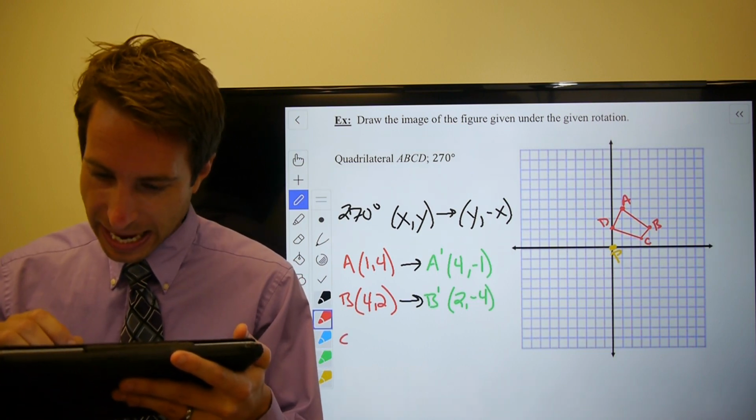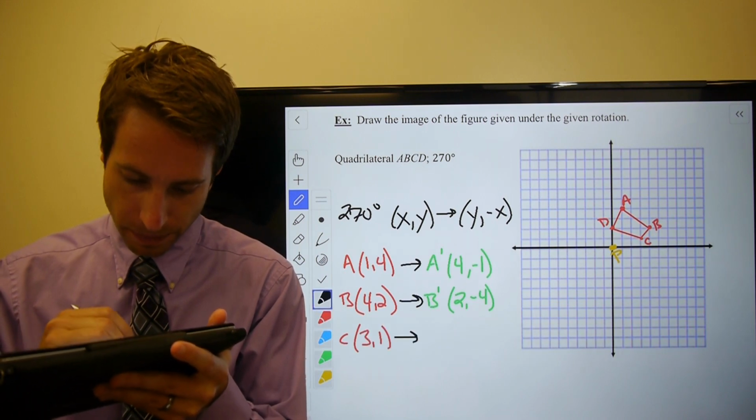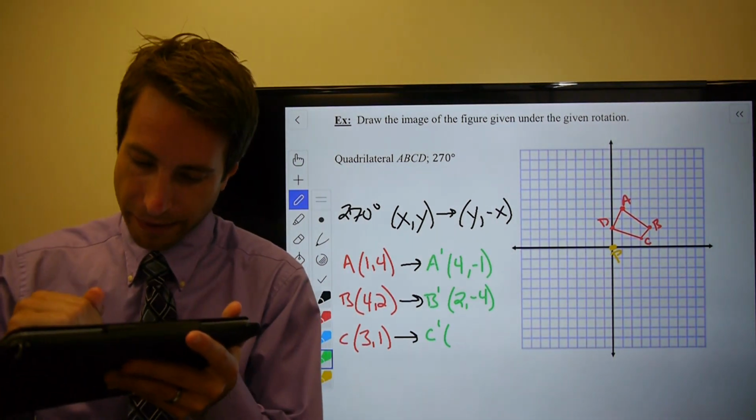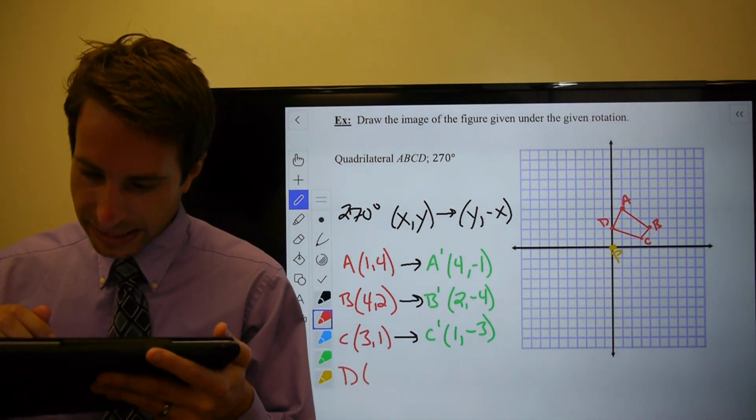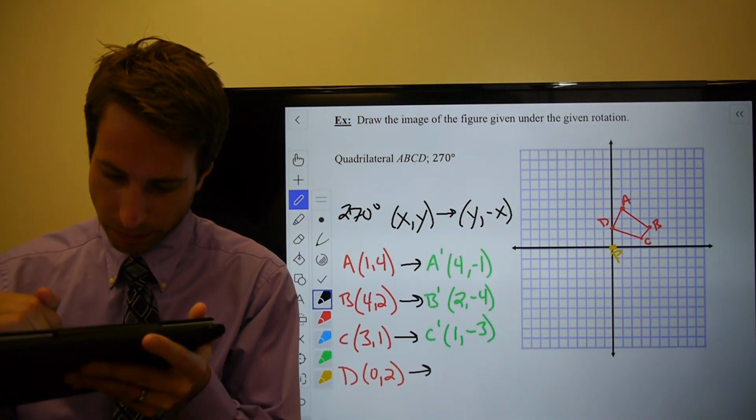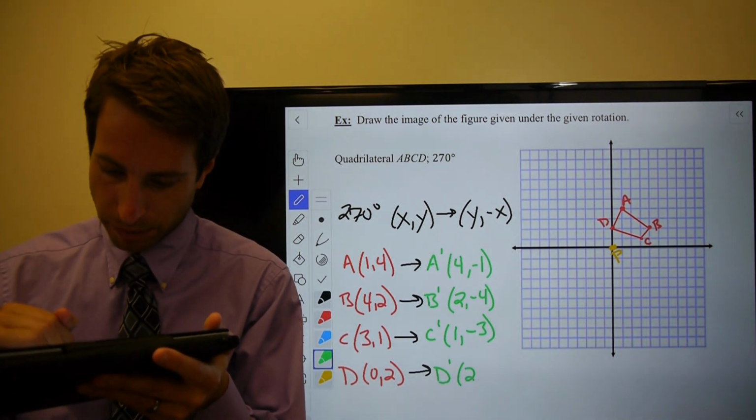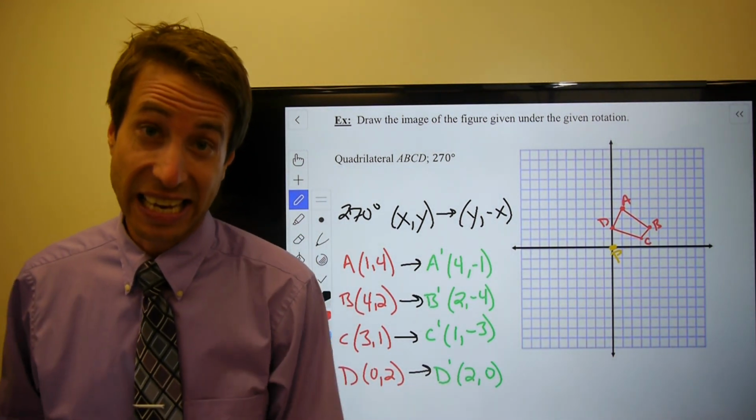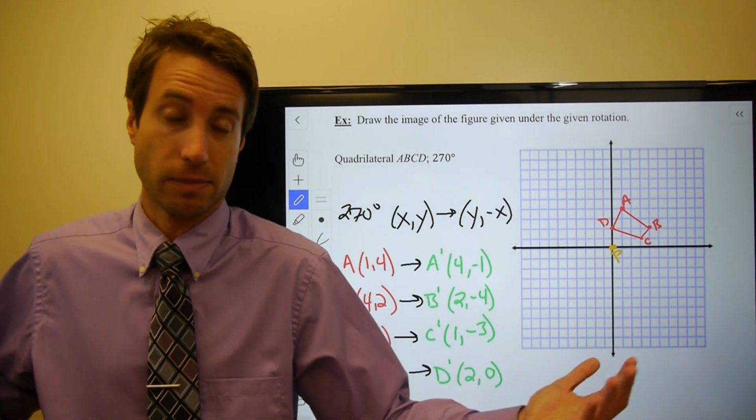C. I have C at 3, 1. C prime: switch places, make the x negative. So 1, negative 3. And one more, D. D is at 2, 0. D prime then will be at 0, negative 2. Zero's neither a positive or a negative number. It doesn't matter if you put a minus sign in there or not. 0 is just 0.